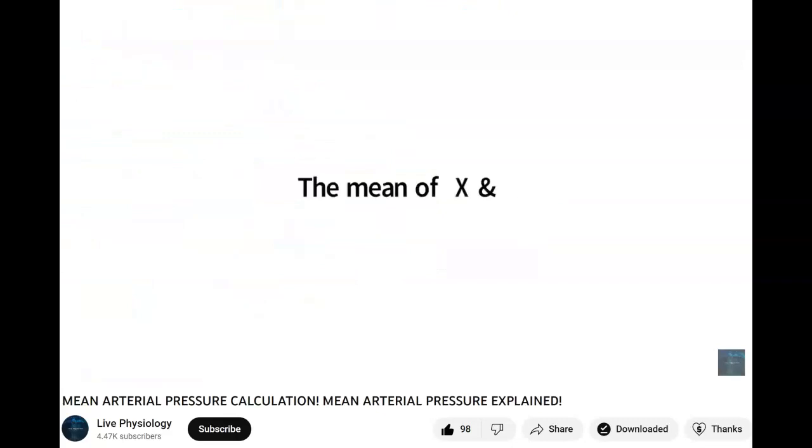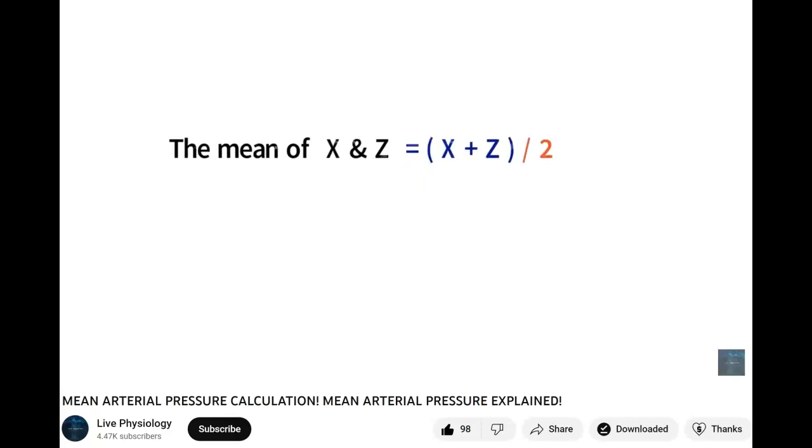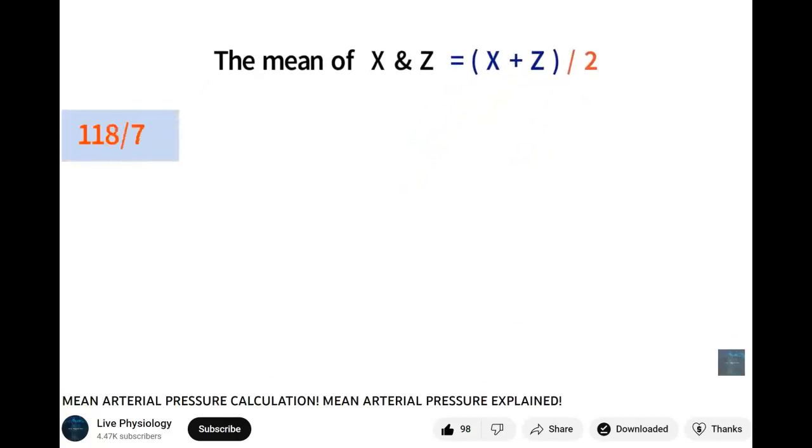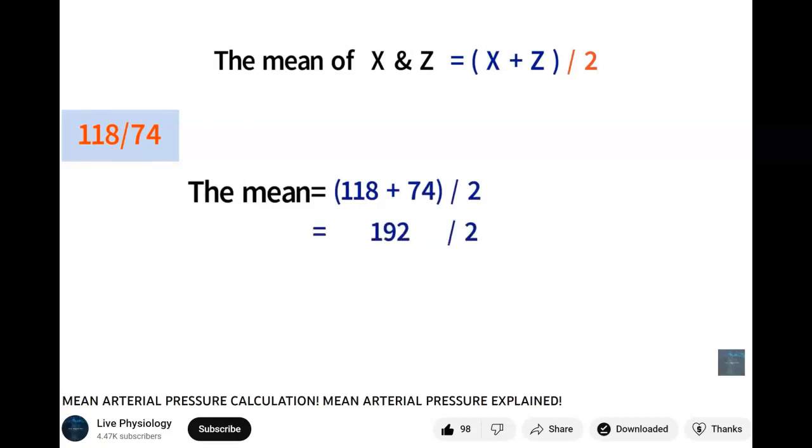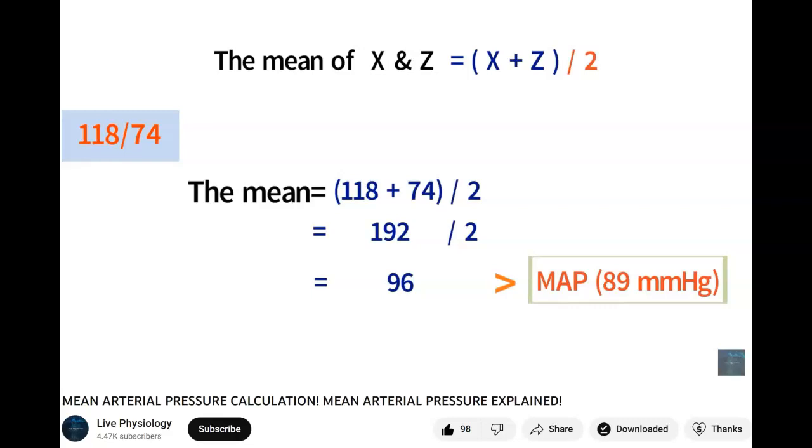In calculating the mean of two numbers, it would be common to add the two numbers, then divide the sum of these numbers by 2. If this were done with our example of 118/74, then the calculation would be 118 plus 74 equals 192, and 192 would be divided by 2 to give a final answer of 96. However, this value is higher than the calculated mean arterial pressure of 89 millimeters of mercury. Why does the formula for mean arterial pressure result in a lower value than the standard formula for arithmetic mean?